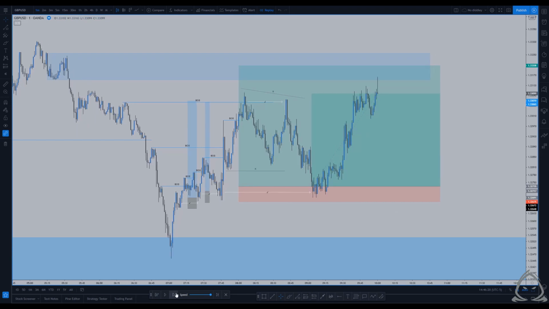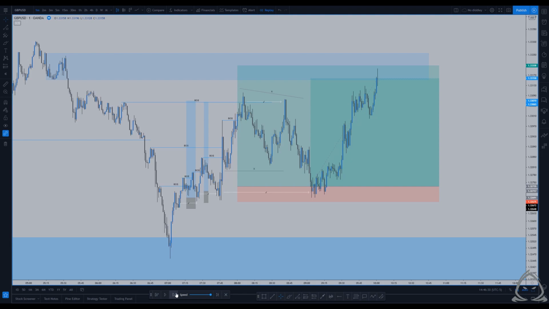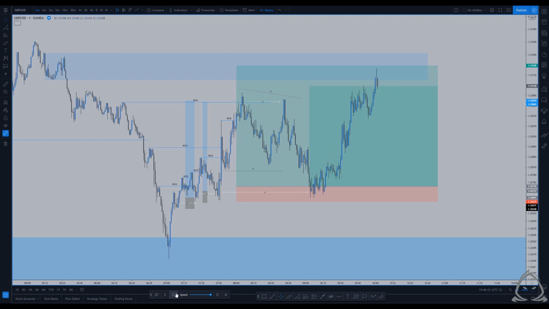We get a reaction just to get people on the wrong side, and then price begins to push to the upside. It was at this point that I partialed out some of my position to secure some profits, and my trade was at break even. I was actually at break even once we broke this swing high here. After this move here, I moved my stop loss. Let's just draw that on just below these lows here.